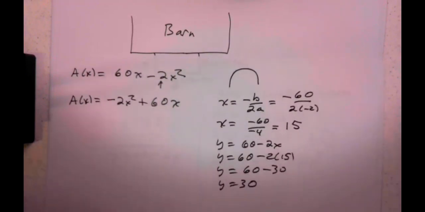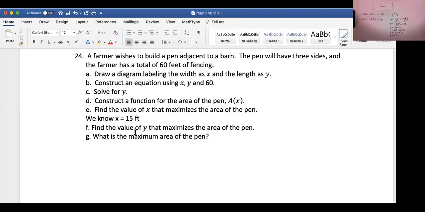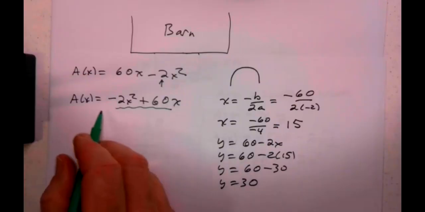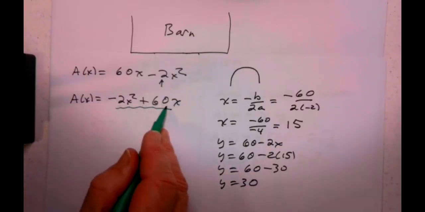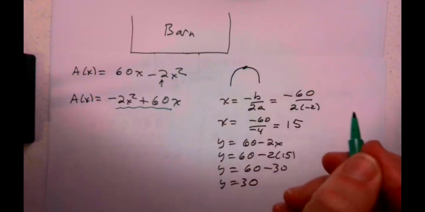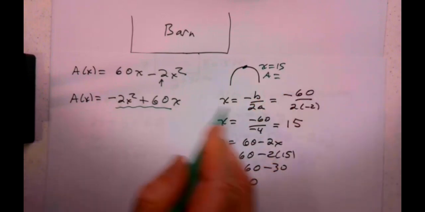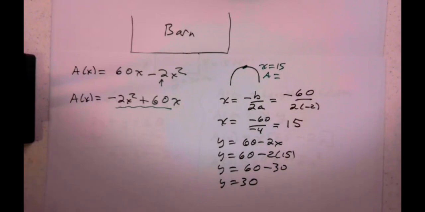Now, the other question that we're asking here is, what is the maximum area of the pen? So again, we know Y equals 30 feet. Now, the maximum area of the pen, we could have gotten that from our area function, right? We said area as a function of X was negative 2X squared plus 60X. We found the vertex, the highest point here, happened when X equals 15. But what is the area when X equals 15?